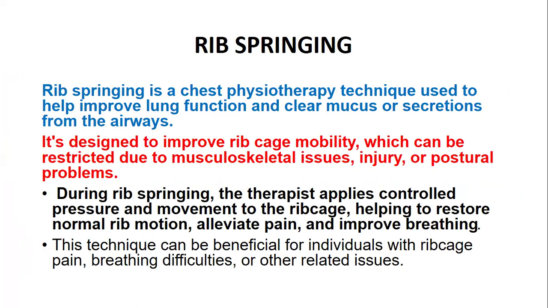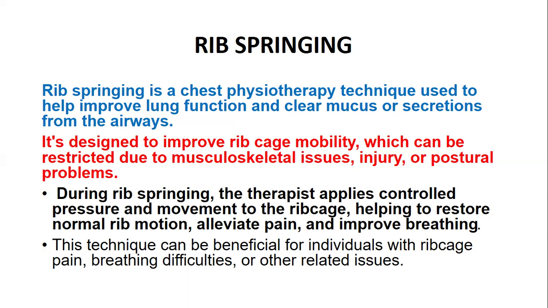Okay? And the other part we are talking about is rib springing. Rib springing is a chest physiotherapy technique used to help improve lung function and clear mucus or secretions from the airways. It is designed to improve rib cage mobility, which can be restricted due to musculoskeletal diseases, injury, or postural problems. During rib springing, the therapist applies controlled pressure and movement to the rib, helping to restore normal rib motion, alleviate pain, and improve breathing.